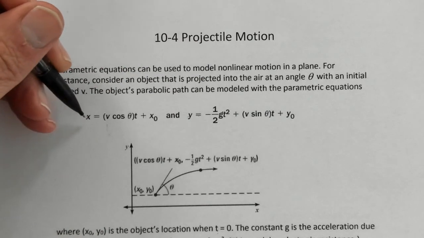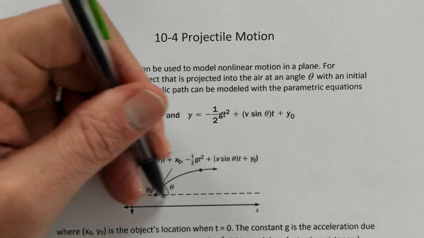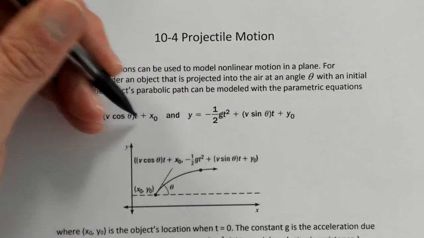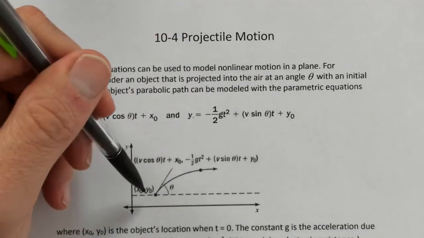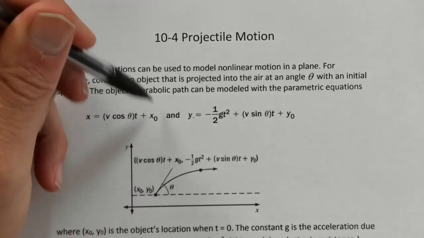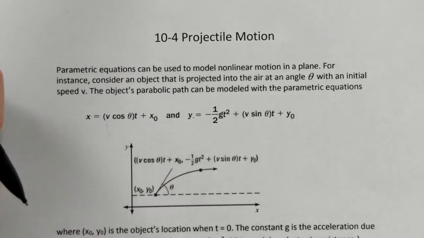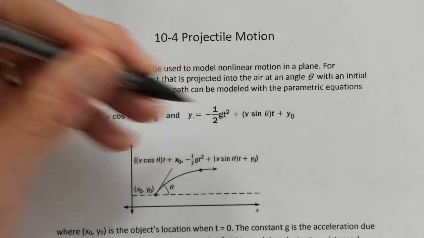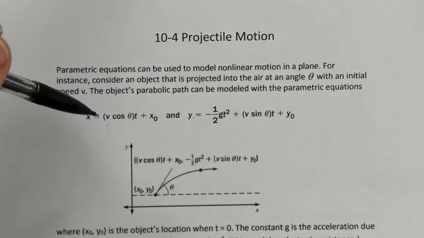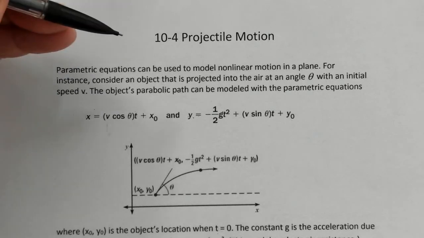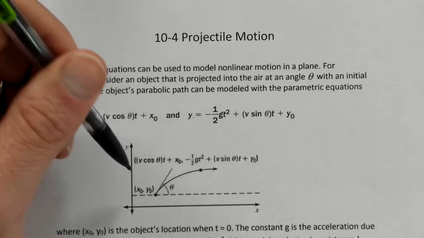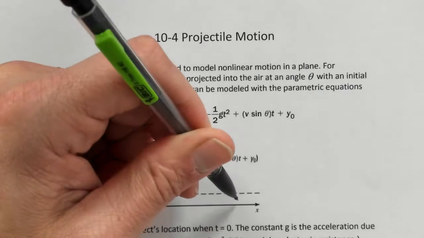First of all, the x equation gives you the horizontal distance after a certain amount of time. The y equation gives you the vertical distance, or the height, after a certain amount of time. So these are two separate equations now. And basically, when you look at this in rectangular form, it's typically height over time.